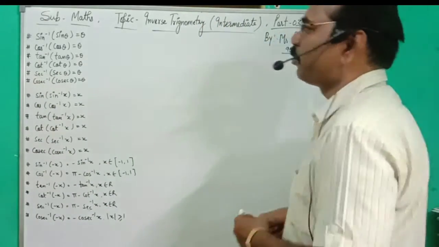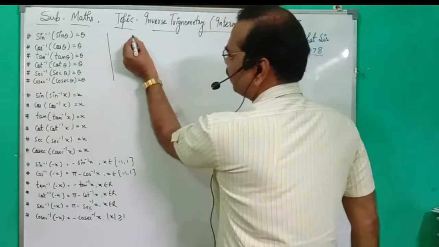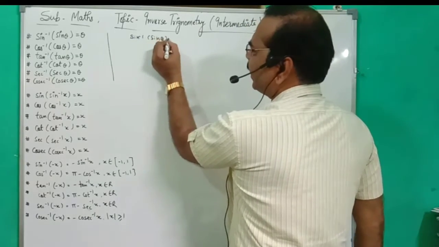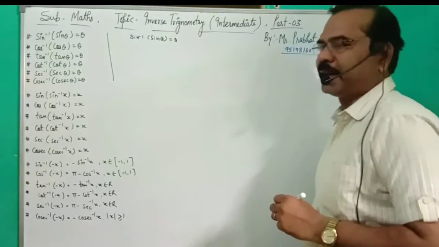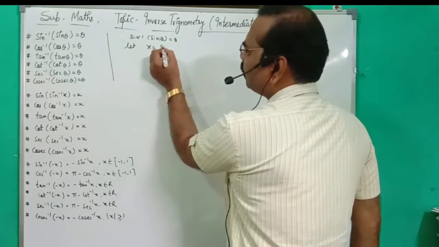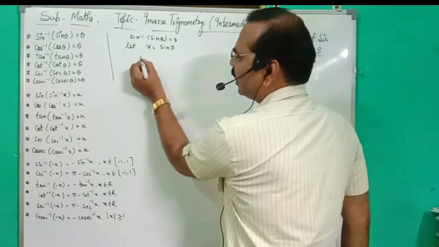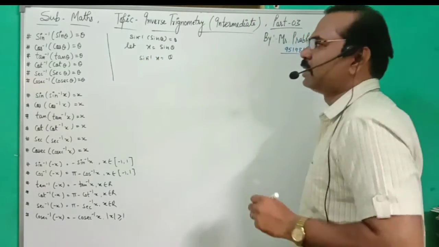Okay students, now we have to look at the proof of these. First, sin inverse sin theta is equal to theta. We have to discuss how this is proved. Let x is equal to sin theta. Then theta is equal to sin inverse x. That value is theta.